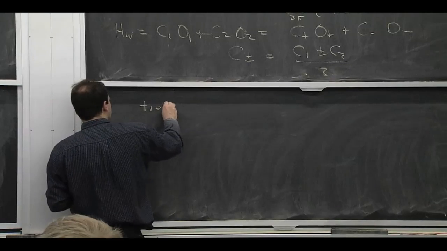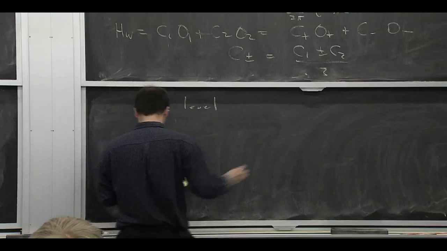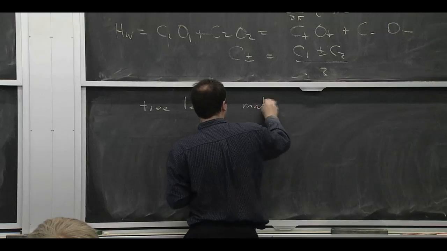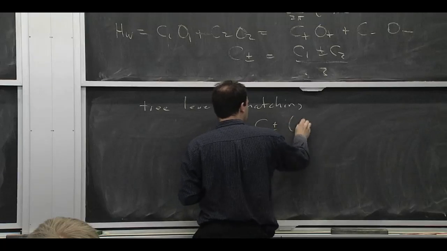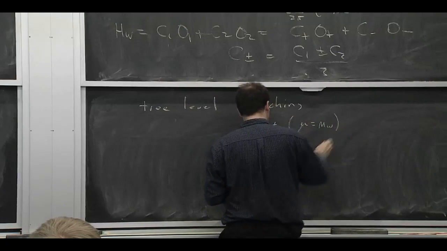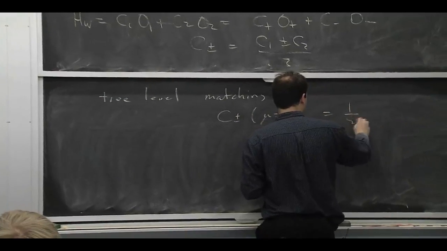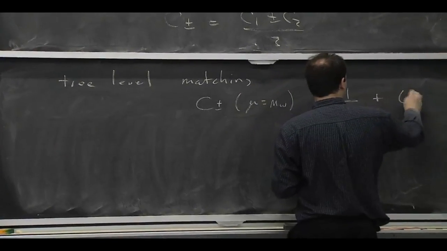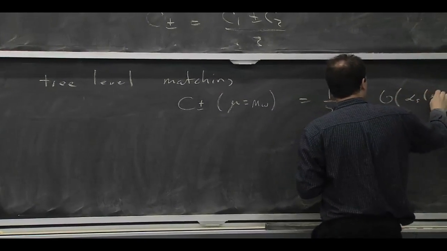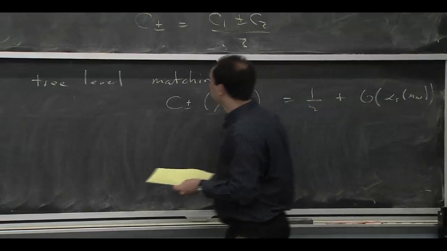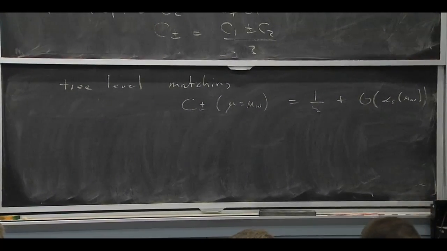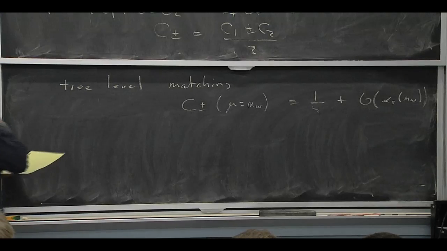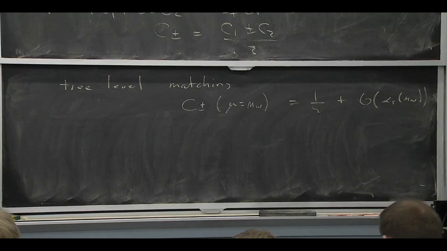And in this new basis, tree-level matching, which is your boundary condition for your evolution, is that both coefficients are a half. Okay, so then we could solve the differential equation the same way we were doing for QCD, write down a result that would sum logs below the scale of the W mass.